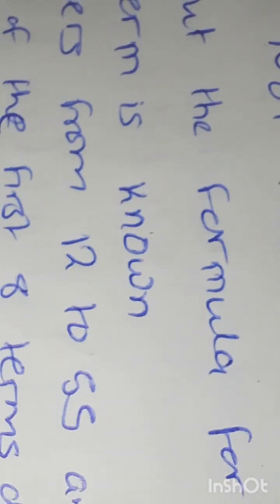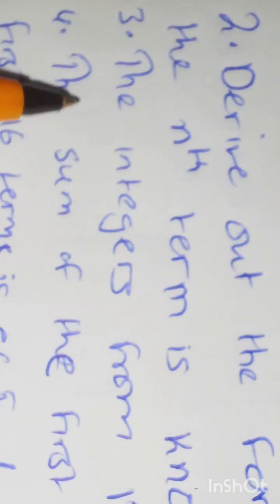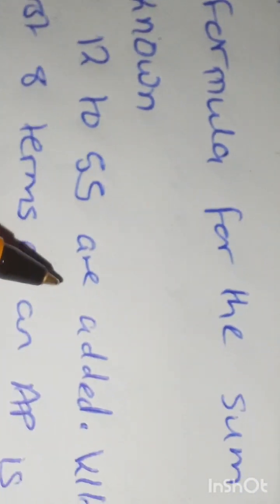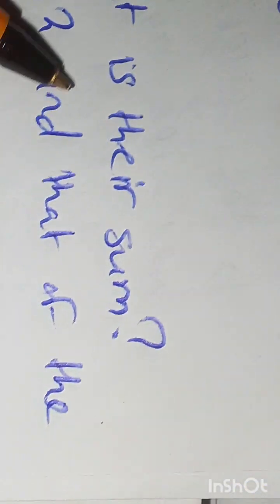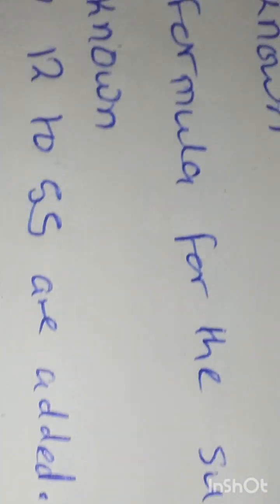Continuing with our examples, let's go to example 3. Example 3 is saying the integers from 12 to 55 are added. What is their sum? So you have integers from 12 to 55, they have been added, and we want to find their sum. They're adding from 12 to 55. So we have the expression of question 3.